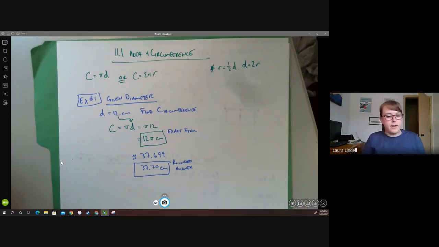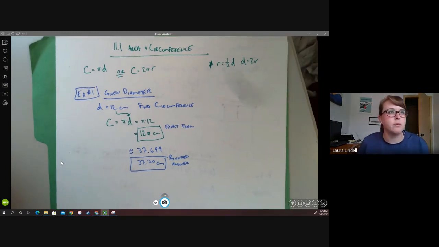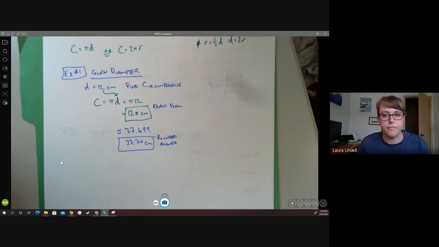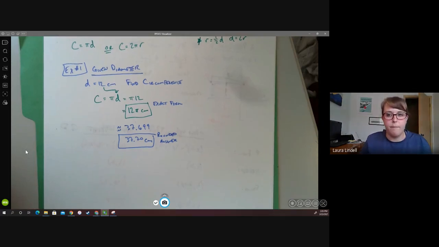That's what we do if we're given the diameter. Any questions from that example? Any numbers we're not sure where they came from or anything like that? Okay. Then, next example.